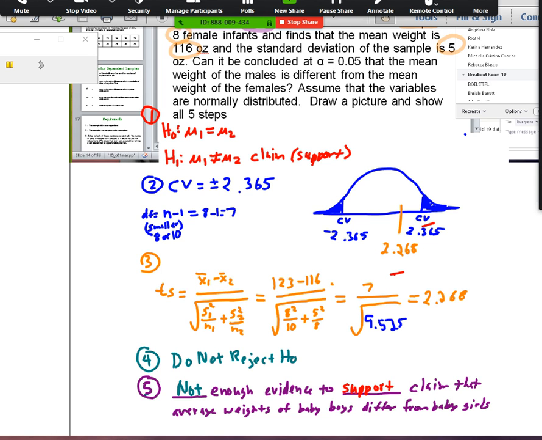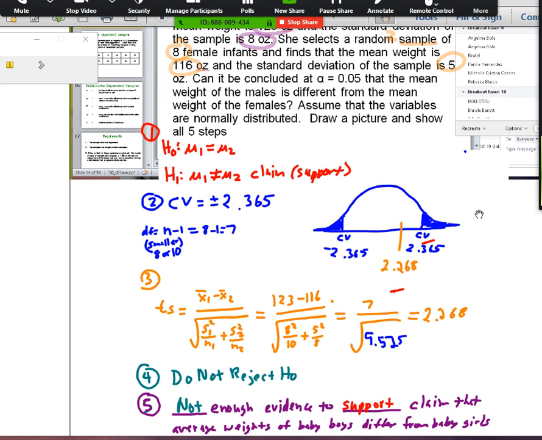Professor Young? Yeah. One thing that's a little confusing to me from an interpretation standpoint is if we had simply made the claim that the mean weight of newborn boys or males is larger than the weight of newborn females, then it would be a one-tailed test. And then we would conclude that there is enough evidence to support the claim that the average weight of baby boys is larger. So how can we now be concluding that it's not different?